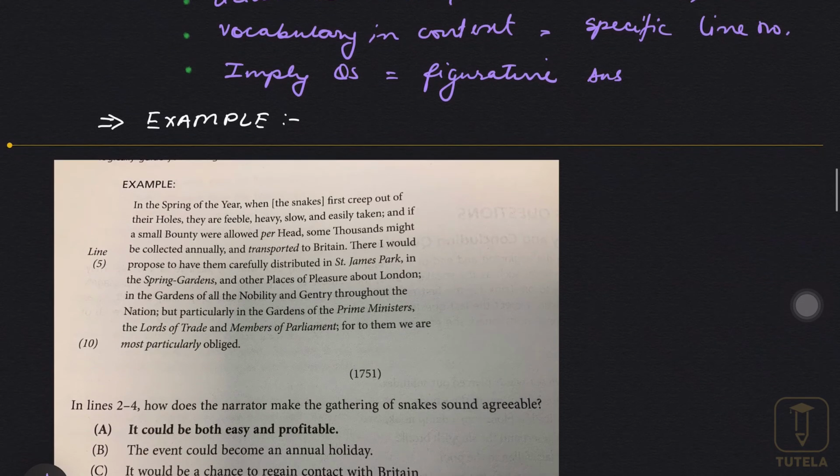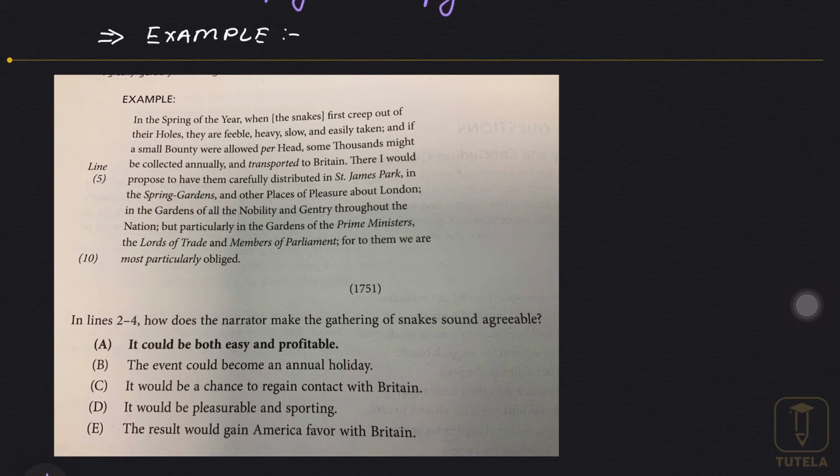Take a look at this typical example here. Now, here you can notice that the question has a line number given. In lines 2 to 4, how does the narrator make the gathering of snakes sound agreeable? So, in order to work on such a question, what we can do is we can go to the given text and take a look at lines 2 to 4. Once you read the given lines 2 to 4, you will realize that in order to gain context, you will have to read a little bit more than that. So, we will read perhaps from line 1 to line 5 in order to gain context, and hence come to the right answer through the process of elimination.